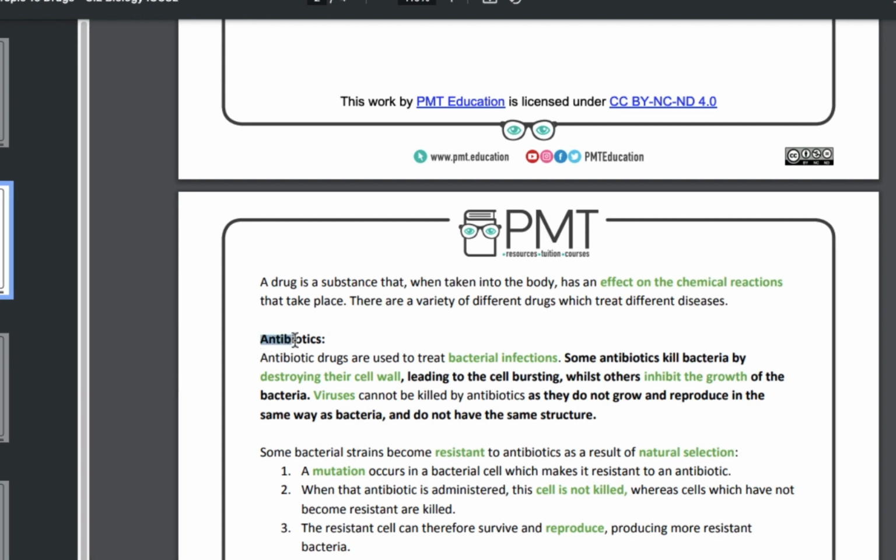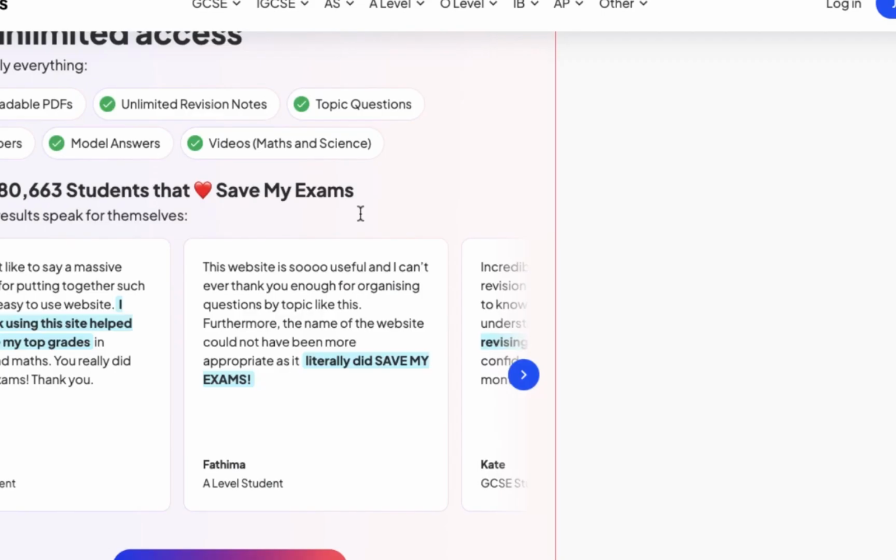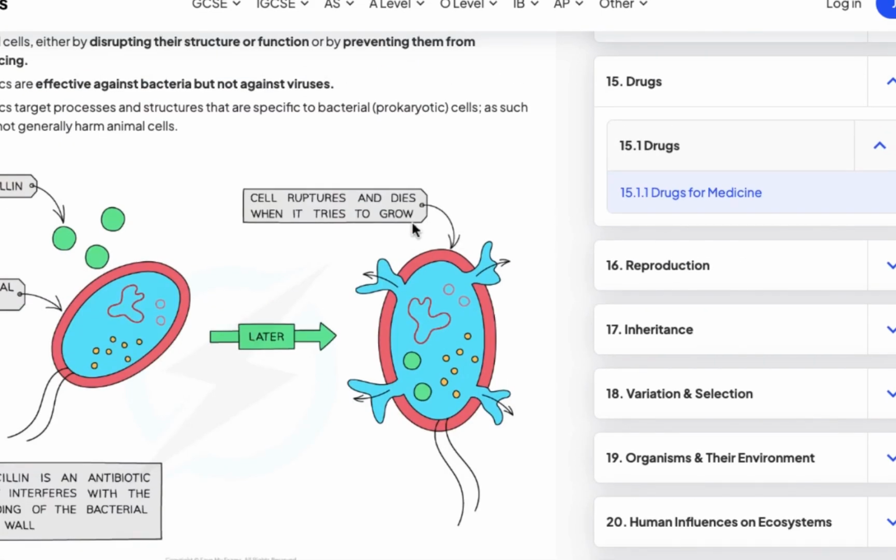We talked about antibiotics as the first and foremost good use of drugs. Antibiotics are drugs that are used to treat bacterial infection in our body. Any bacterial infection in our system, we use antibiotics to treat them. Some antibiotics kill bacteria by destroying their cell wall, leading to the cell bursting, like what we saw in the previous case. The cell will burst, right?